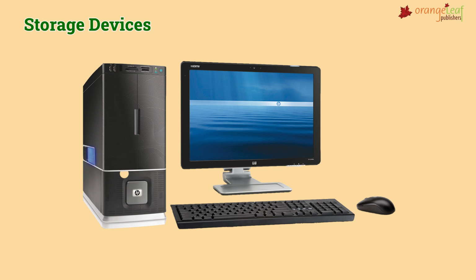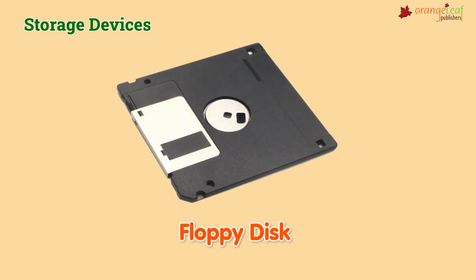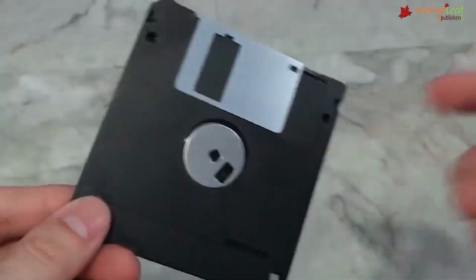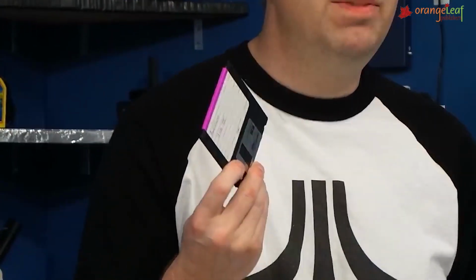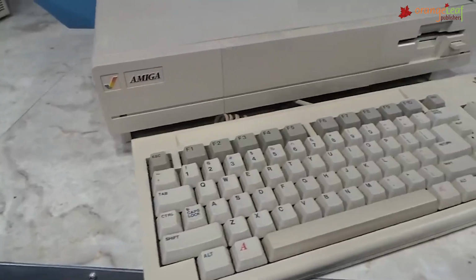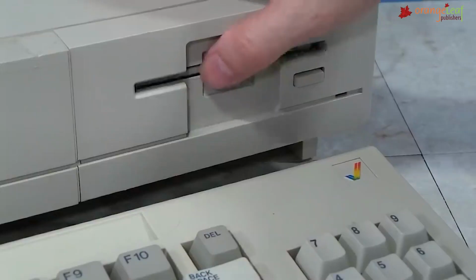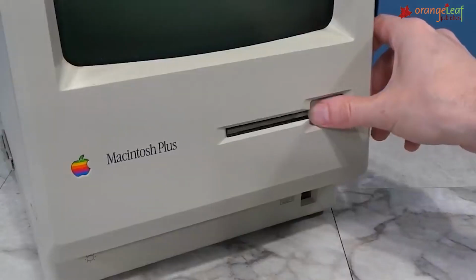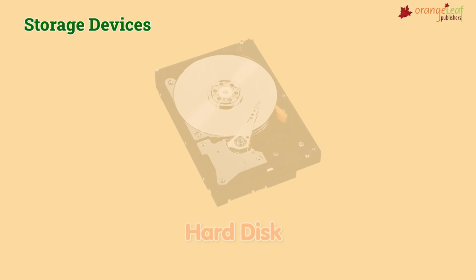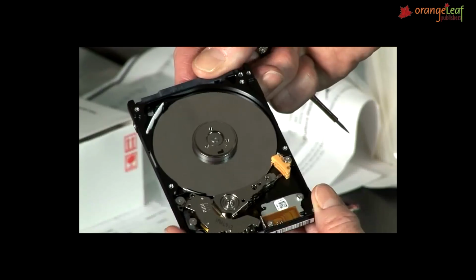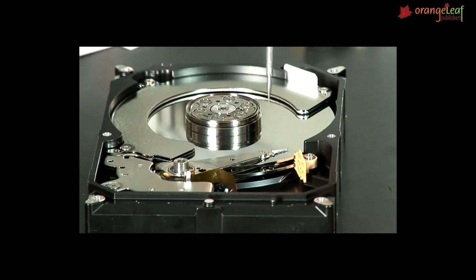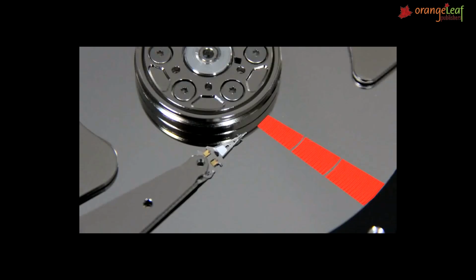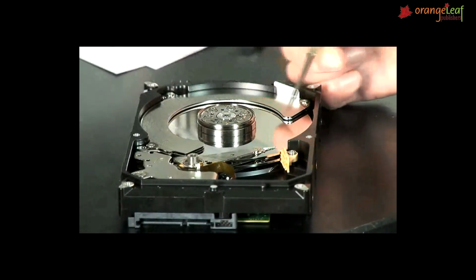The following are the most regularly used storage devices. Floppy disk, alternatively known as a diskette. Historically, it was used to transfer and store data between computers. It is no longer in use. Hard disk. It is the primary storage component within the computer. It holds a large quantity of data and information.